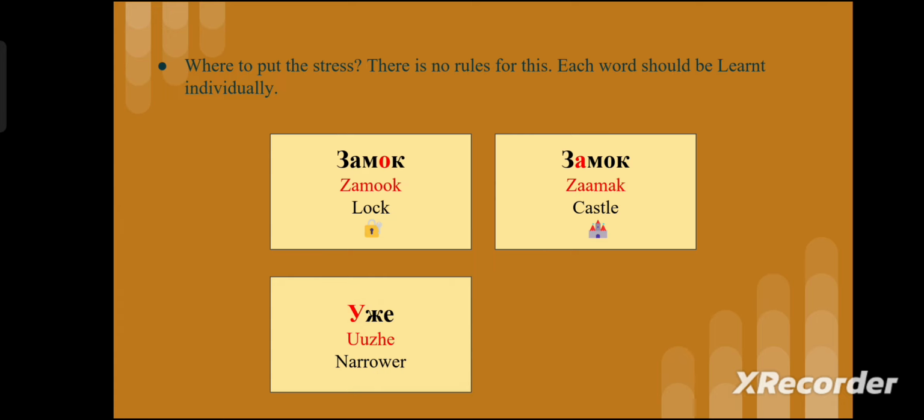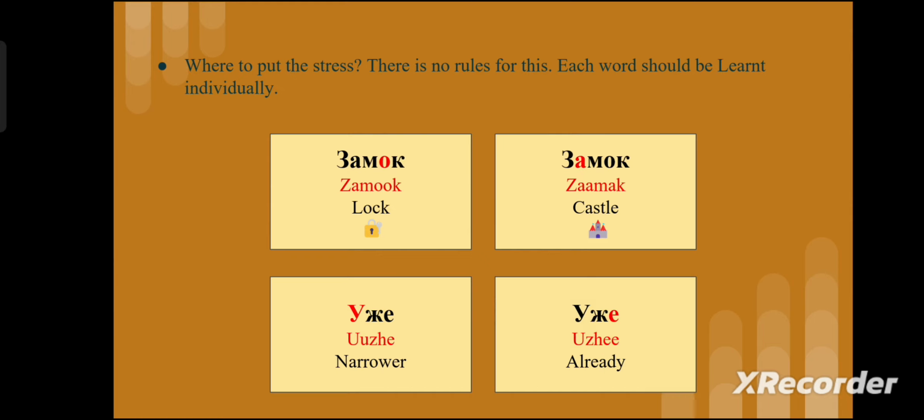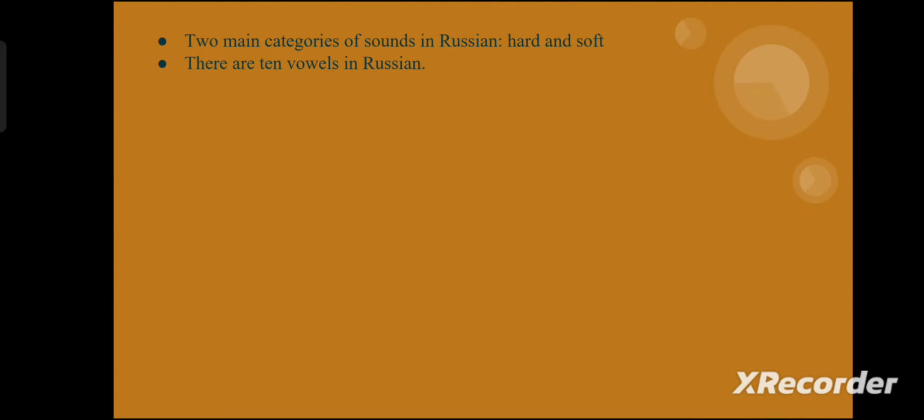Next, another example, uje. Uje, it means narrower. Here we have the stress on the first U. Next word, uje. Uje, it means already. Here the stress is on A at the end. So the stress changes and the meaning also changes. So I think you understand the importance of stress in Russian language.